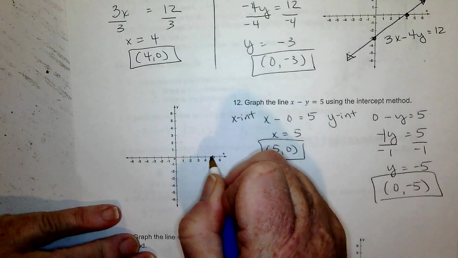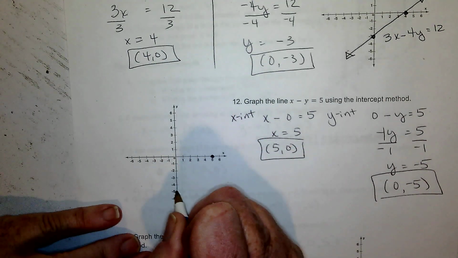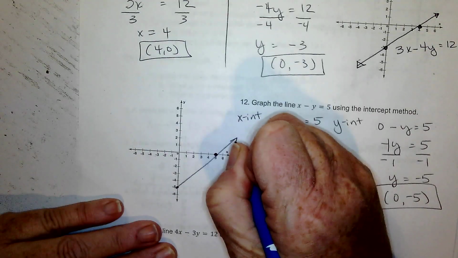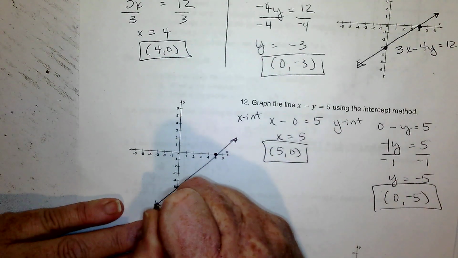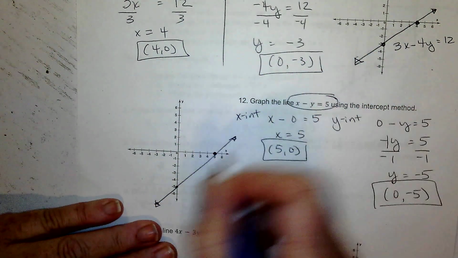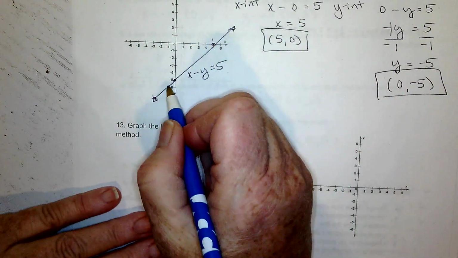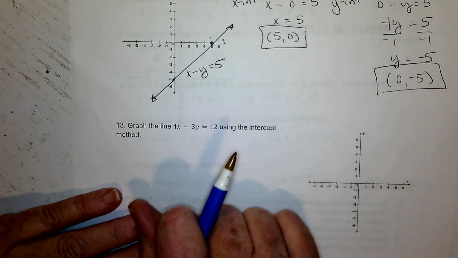Plot (5, 0) right here and (0, -5) right here, connect the dots, keep the line going with an arrow in both directions, and then lastly, name the line what was originally given. I don't want you to name the points, not for something like this, we just name our line.